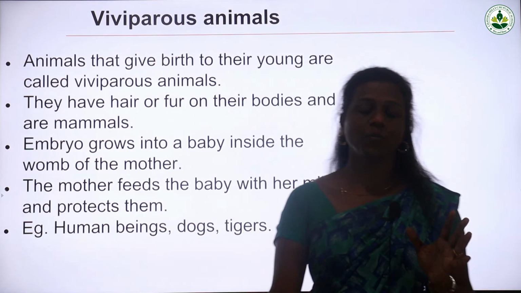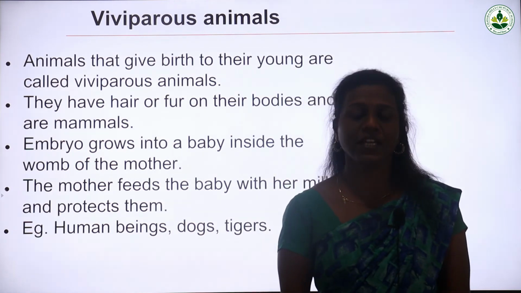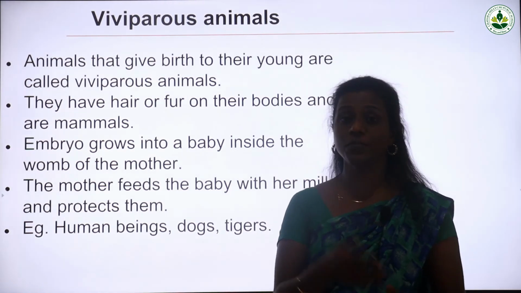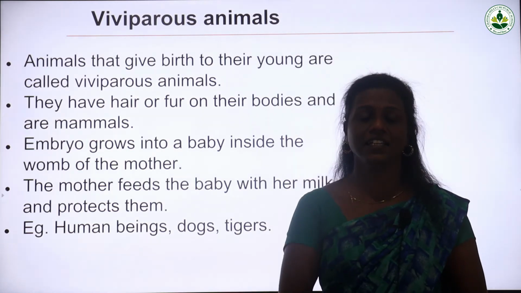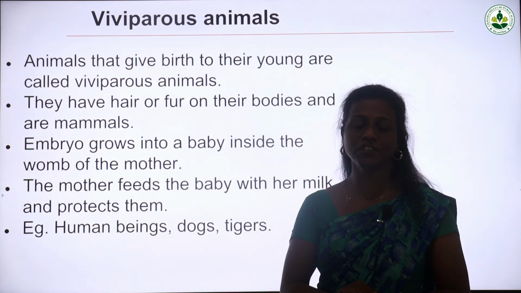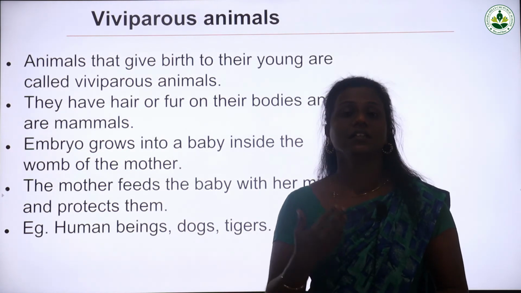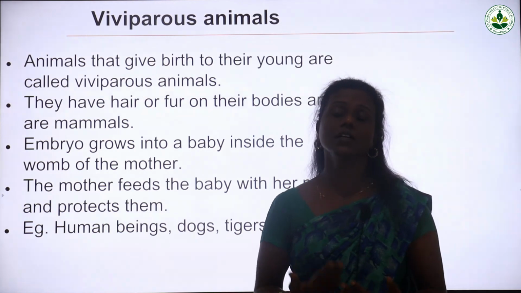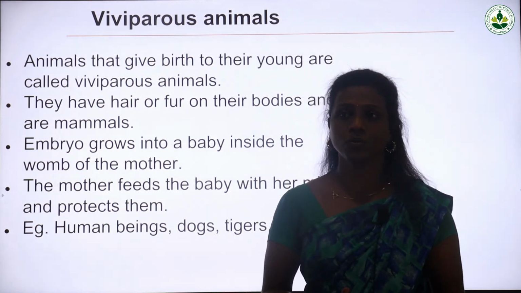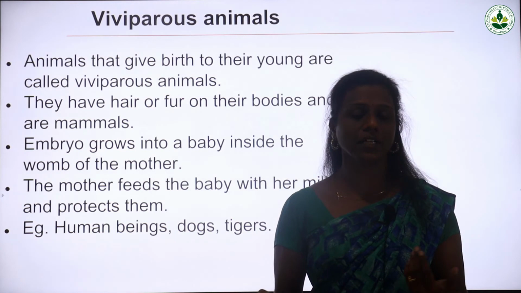So now we studied about the oviparous animals mainly. Oviparous means they are able to produce their babies by laying eggs. Next is viviparous animals. Viviparous animals means that they will give birth to their young ones. Example: cat, dog, then cow, then human being. So these are all examples.